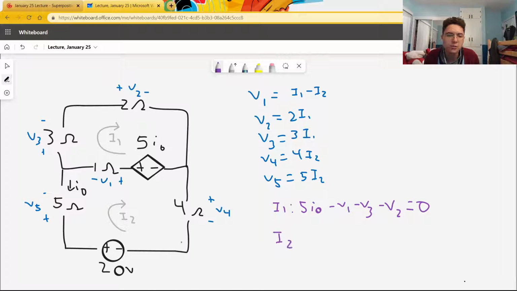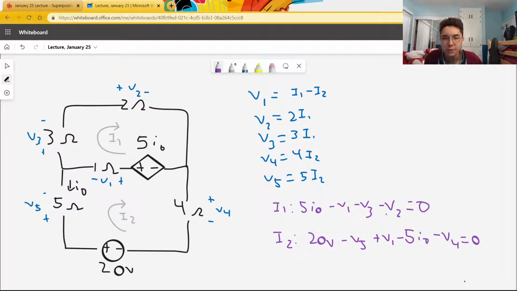Now for loop 2, let's start from the 20 volt. That is a 20 volt rise and then a V5 drop. And then here we go up from negative to positive. So it's plus V1, then it's positive to negative, minus 5I0. Then it's drop across the 4 ohm resistor, minus V4 equals 0.